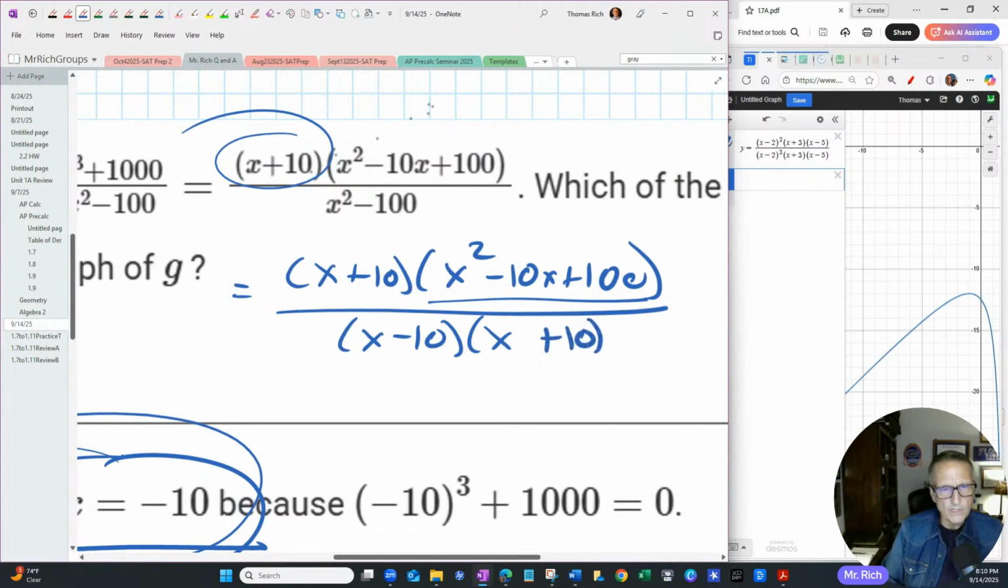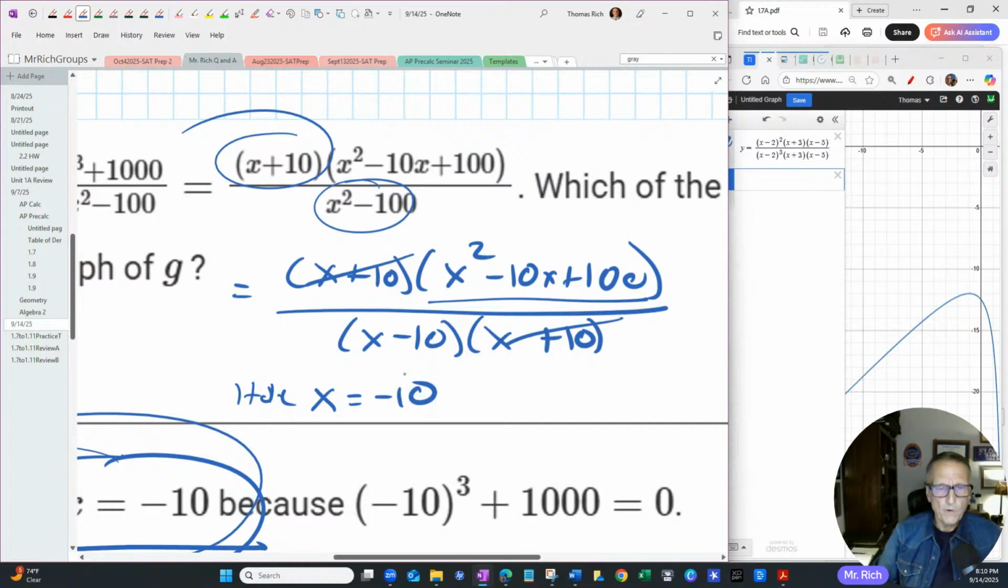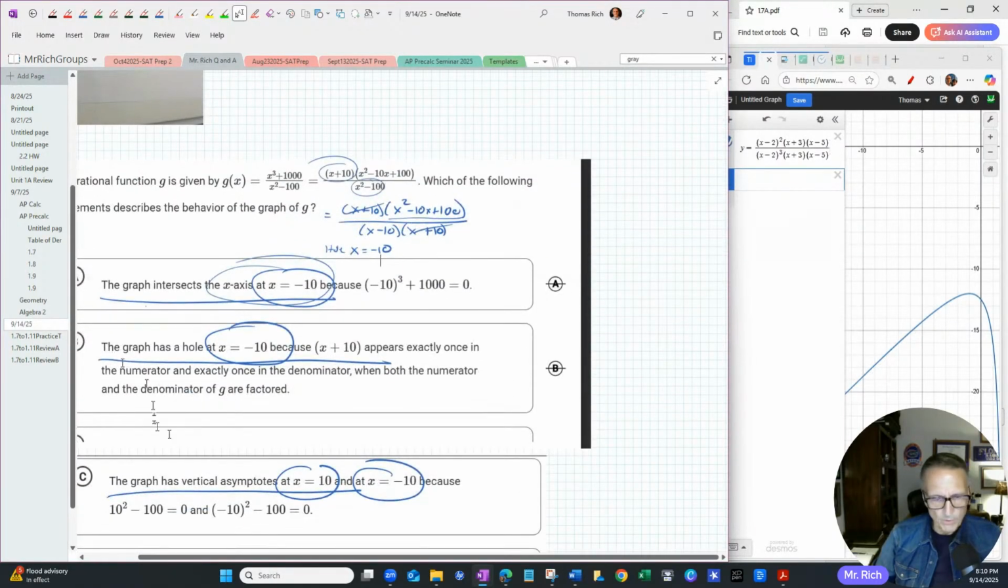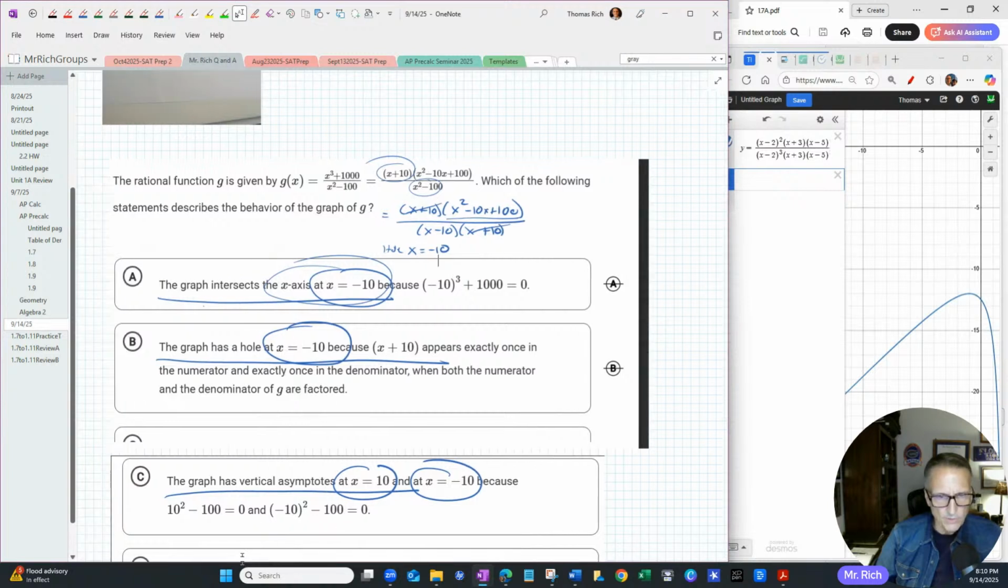When you factor this into x minus 10, x plus 10, we are going to get these two binomials to divide out. That definitely tells me that we have a hole located at x equals negative 10. When you have two binomials that are factors that are going to divide out or cancel out between top and bottom, we now know that that's the location of a hole, or what we call a removable discontinuity.